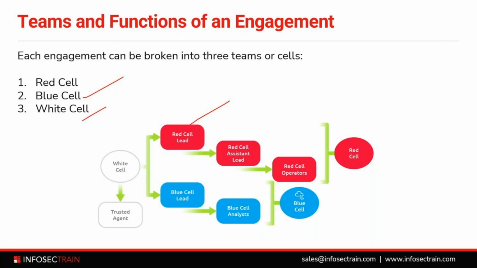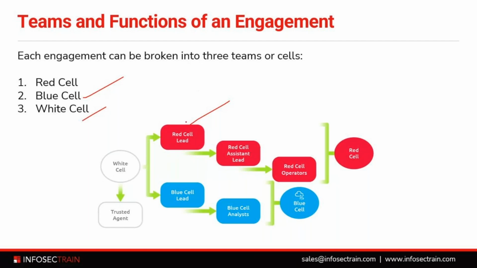And then we have white cell. Now, white cell serves as a referee between red cell activities and blue cell responses during an engagement. So it controls the engagement environment or network, right? It monitors adherence to the rules of engagement, right? It coordinates activities required to achieve engagement goals, right? It correlates red cell activities with defensive actions, and it ensures the engagement is conducted without bias to either side.